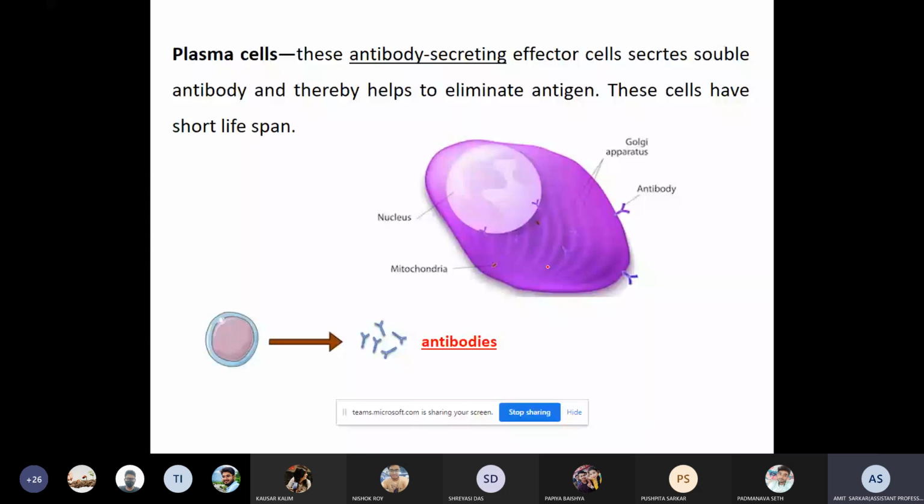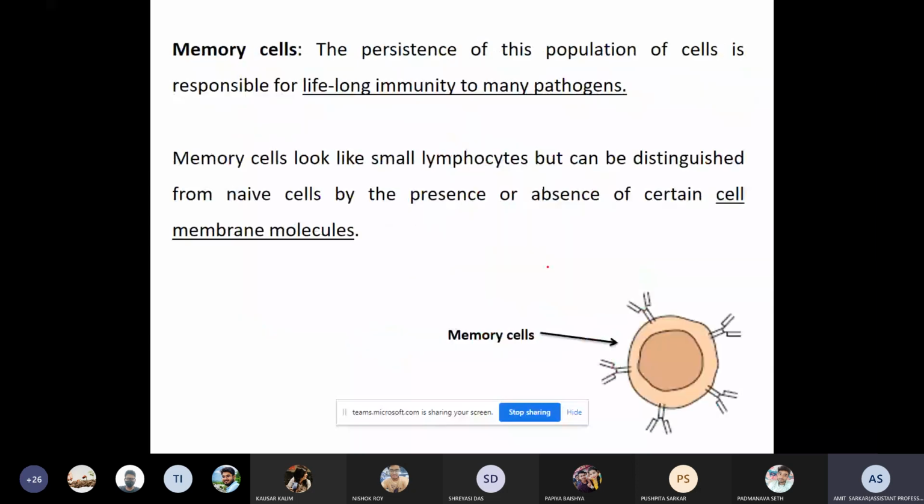That means they will be converted to plasma cells, they will secrete some antibody, and then they will die. And a new set of cells will take their place. On the other hand, another type of cell is the memory cell. The persistence of this population of cells is responsible for lifelong immunity to many pathogens. This cell has a very, very long lifespan.